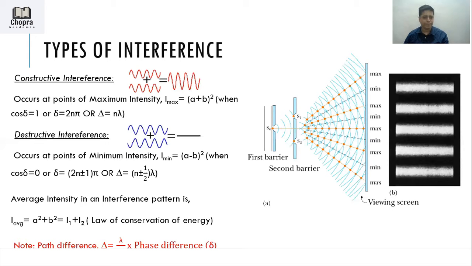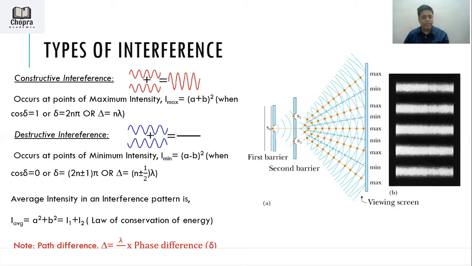Destructive interference, the second category, is when the waves are out of phase and they cancel out each other, resulting in a flat pattern or no intensity at all. As you can see in the diagram also, we have the maxima and minima governed by the constructive and destructive interferences. The minima occurs such that delta is equal to (2n plus minus 1) pi, when the phase difference is (2n plus minus 1) pi. And the minimum intensity is given as (a minus b) whole square.